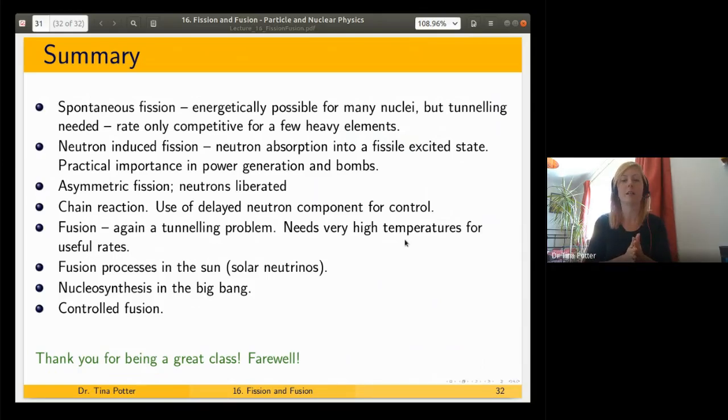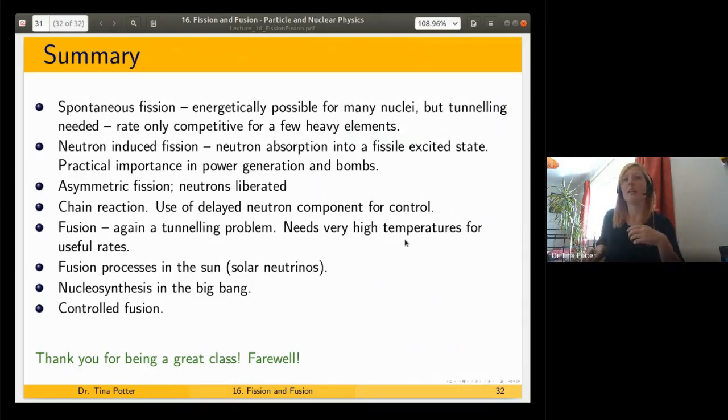So the natural spontaneous fission is actually quite rare, but a few do it, and they need to tunnel through that fission barrier. We can help it along by giving a nucleus a low energy, a thermal neutron, which could take it to an excited energy that will be enough to overcome the fission barrier. So this neutron absorption there and the cross sections and understanding that is really important.